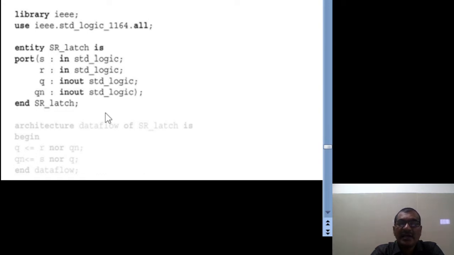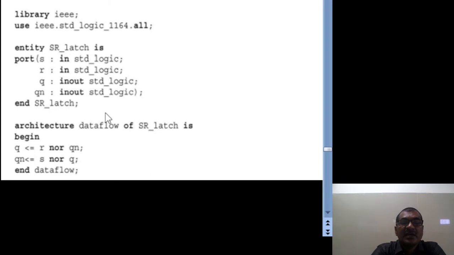Then coming to architecture. How to write the architecture: start with the word architecture followed by the architecture name. Data flow, here I have written, because I am going to write the program in the data flow style of the RS latch. The syntax is architecture, name of architecture, of entity name, is, then begin.